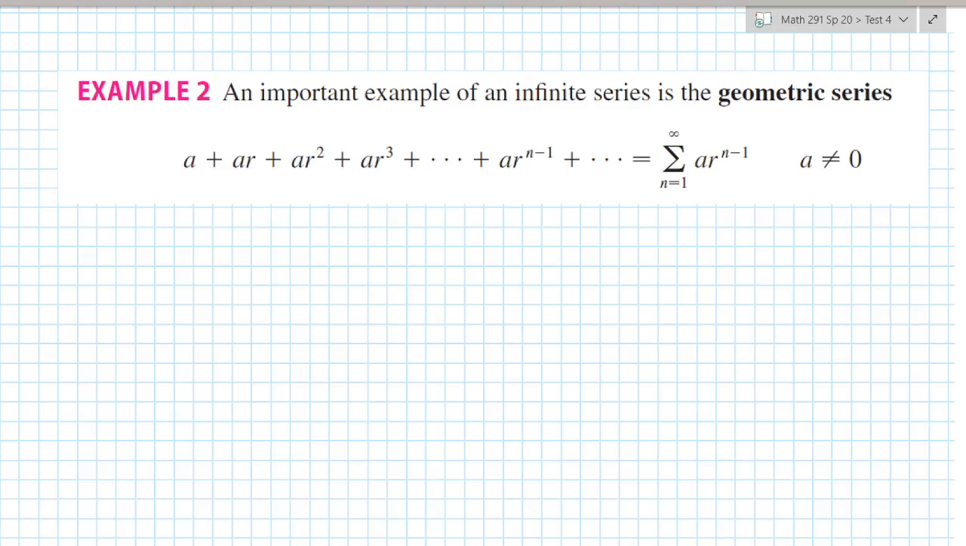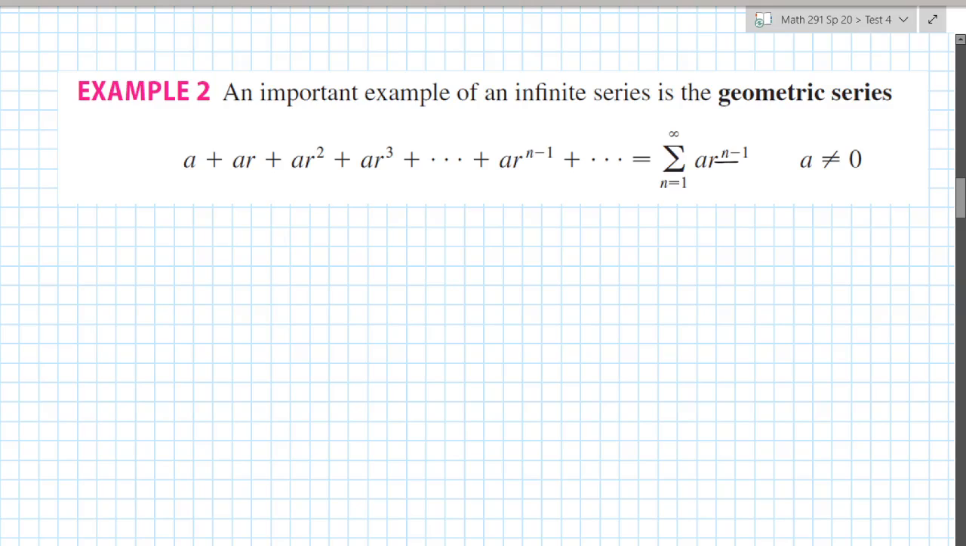Now we're going to take a look at an important and very common example. This is called the geometric series. And what we have is a plus a times r plus a times r squared plus a times r cubed and so on. So our summation notation is a times r to the n minus 1.